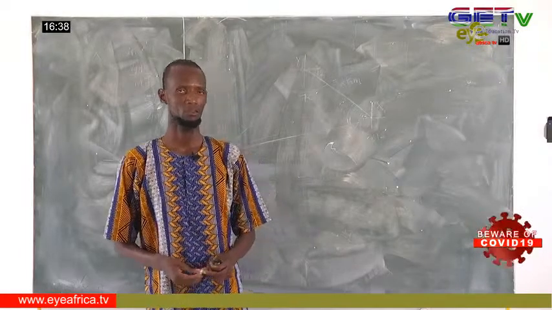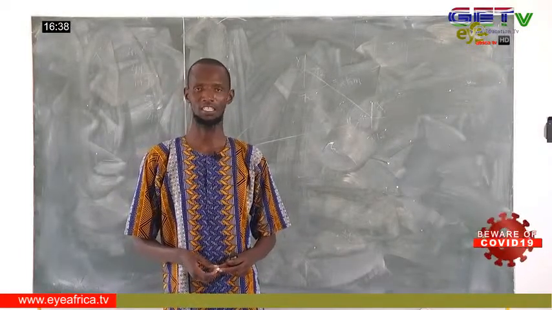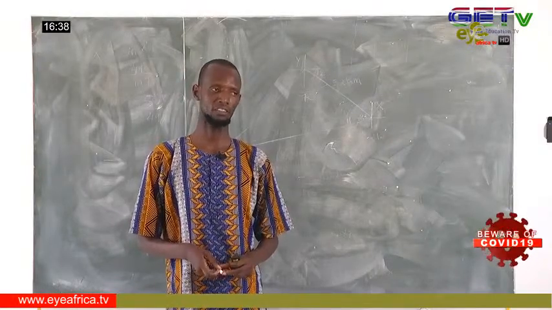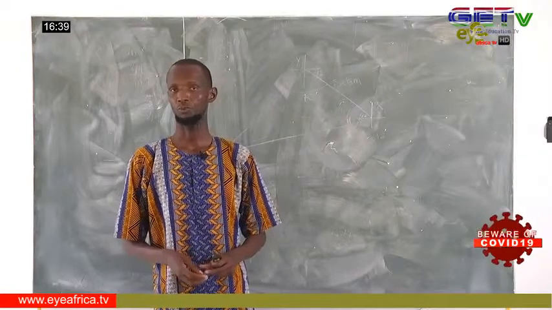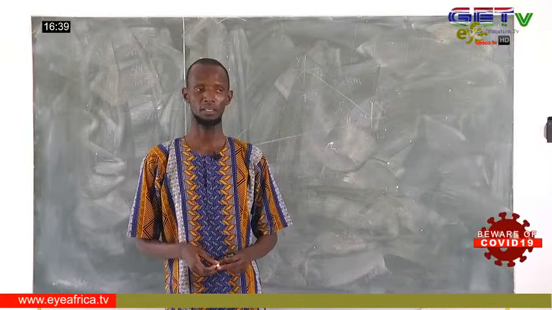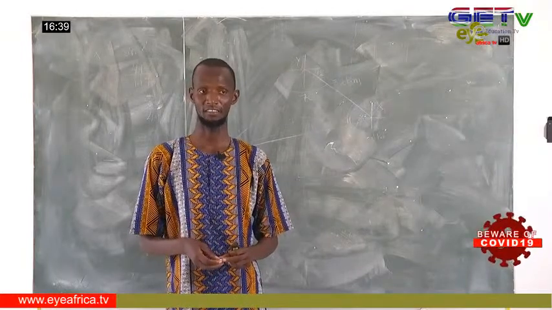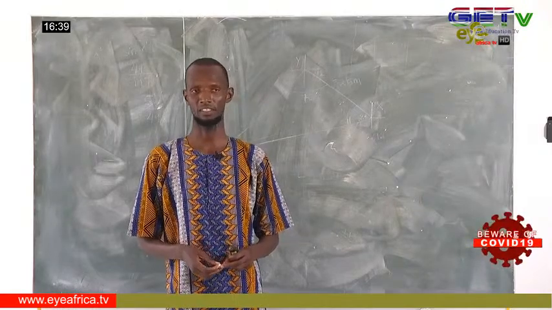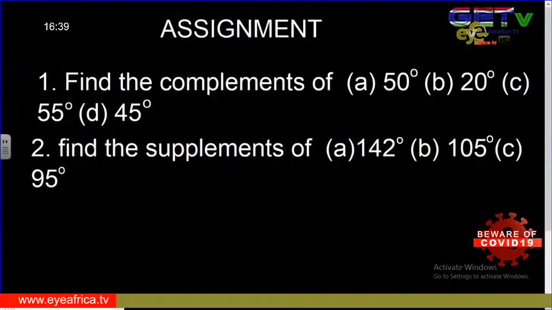And as usual, before we go on to today's lesson, we are going to go over the assignment that I gave you the last time. I gave you two questions to try. Number one was find the complements of 50 degrees, 20 degrees, 55 degrees, and 45 degrees. And number two was find the supplements of 142 degrees, 105 degrees, and 95 degrees.